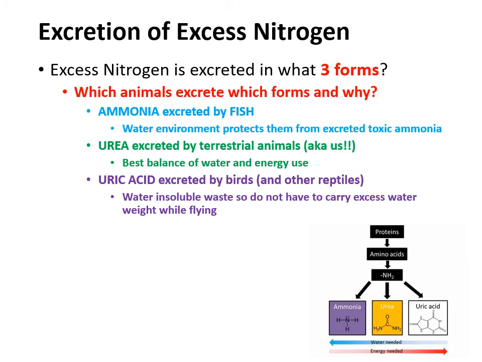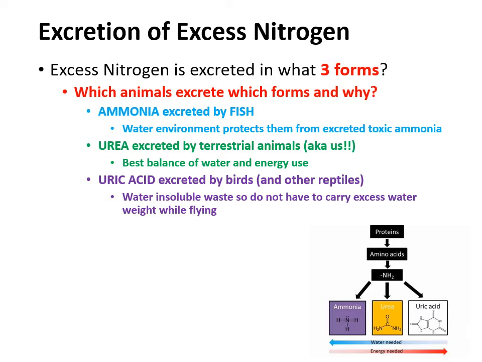So now with the anabolism and catabolism, or the synthesis and breakdown of amino acids, it's important to consider what happens to the excess nitrogen that's going to be excreted during these kinds of processes. There are three forms in which excess nitrogen can be excreted, and I want you to know each one, what's going to be excreting it, and why that organism chooses that way.